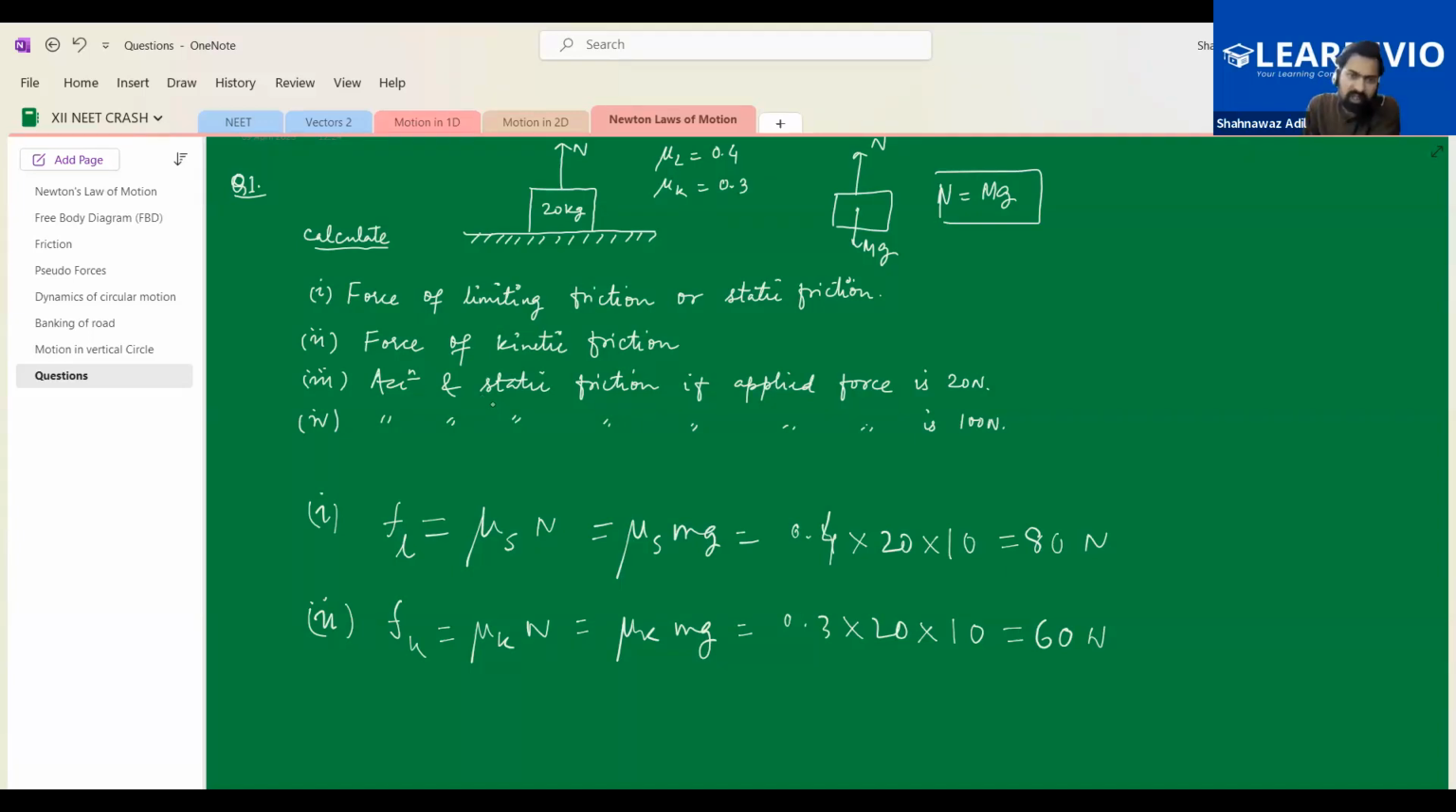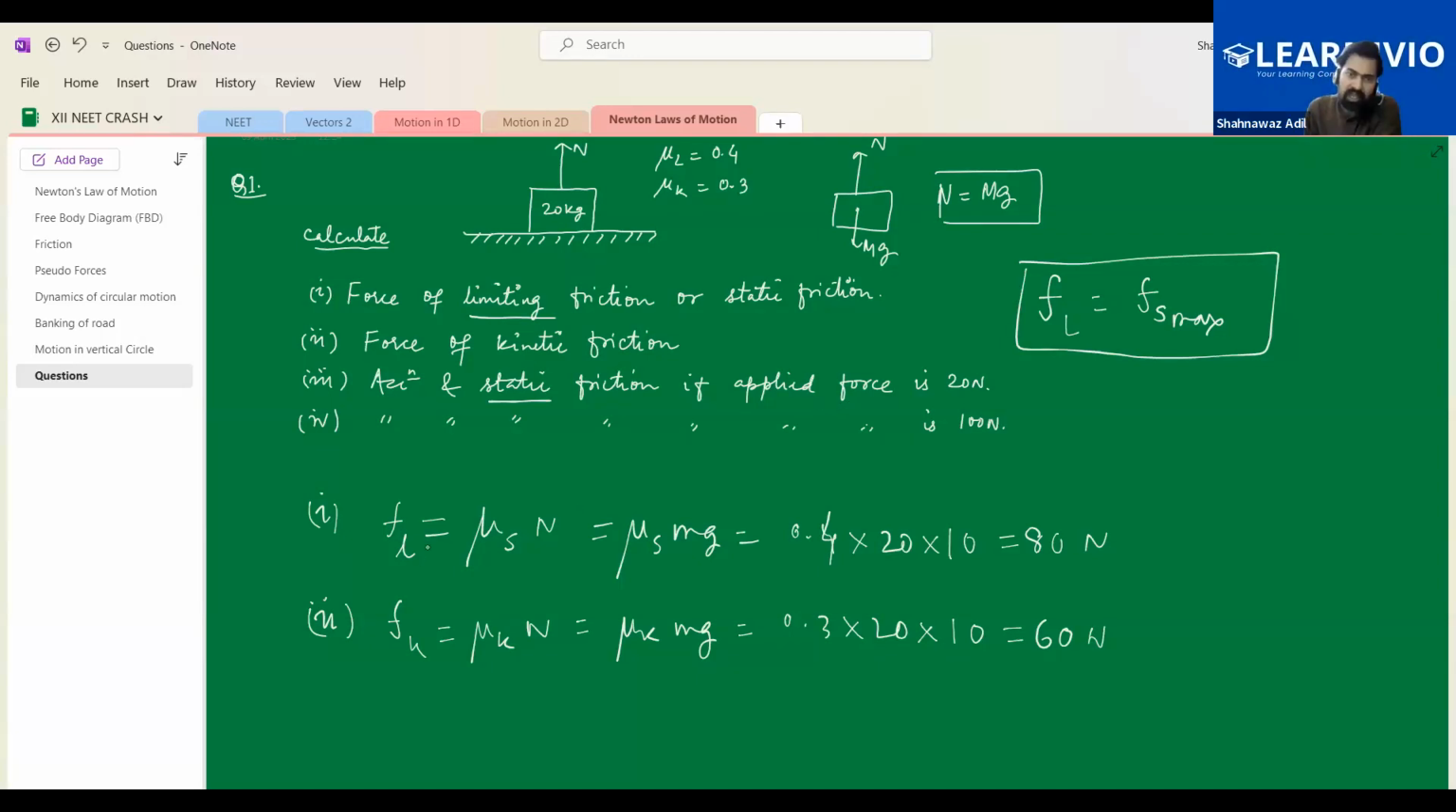So remember, what is the key difference between static friction and limiting friction? Static friction is adjustable. Whatever amount of force you apply, the opposite amount of force will be applied. So if you apply 20 Newton force, the static friction would be 20. If you apply 30 Newton, the static friction would be 30 Newton. Right? But limiting friction is the static friction at its highest value. So this is static friction max. This is the only difference between limiting friction and static friction, right?